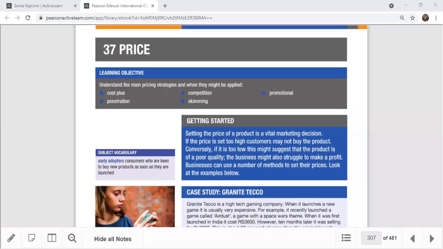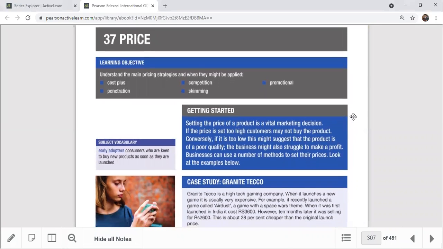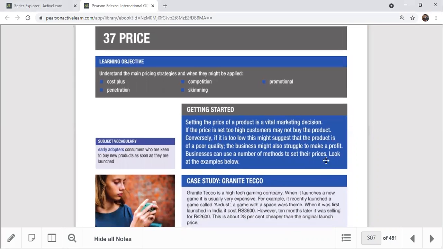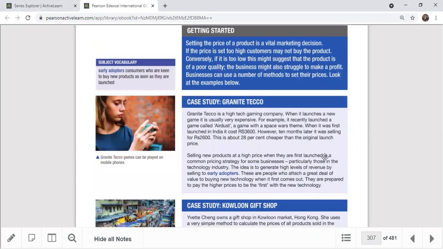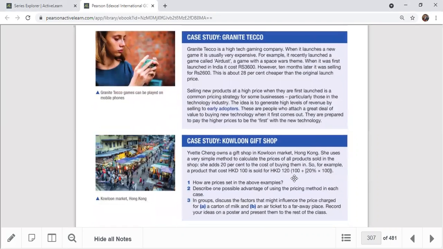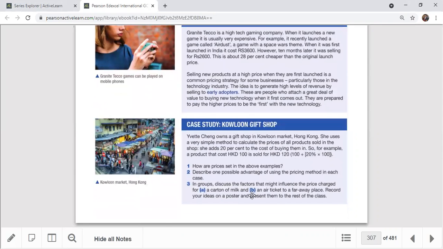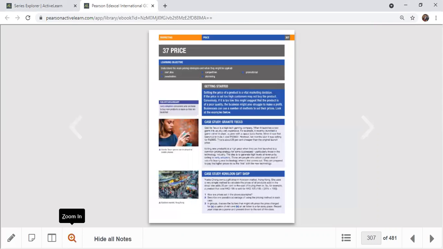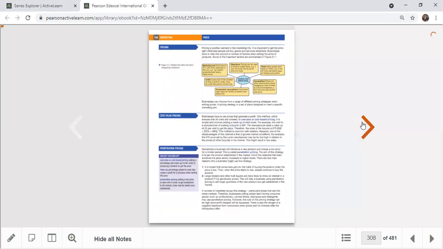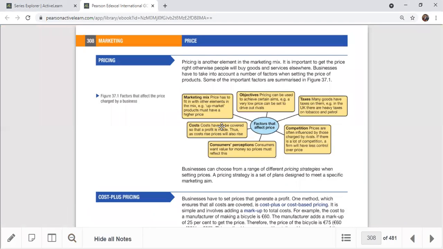Hi everyone. In my first session, we talked about pricing strategies, the different pricing techniques, and the factors that affect how you price a product. We also talked about Granite Deco and the Kowloon Gift Shop and their pricing strategy, a good introductory, brainstorming case study.